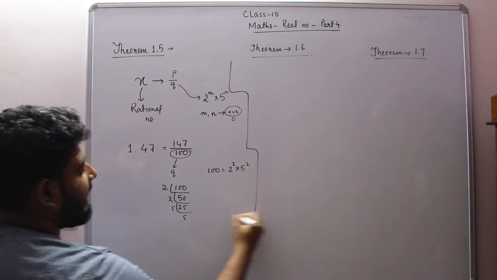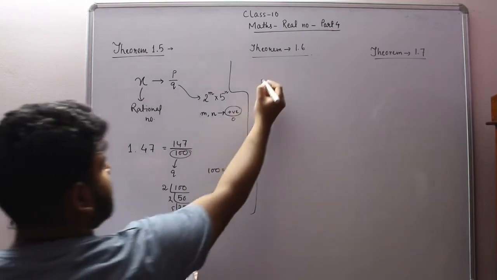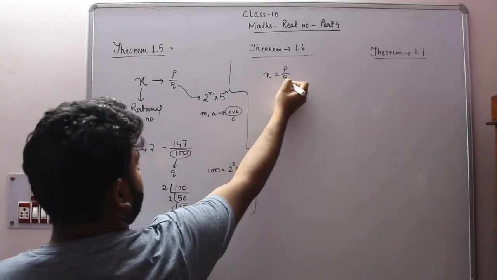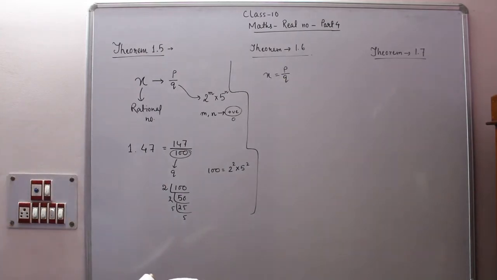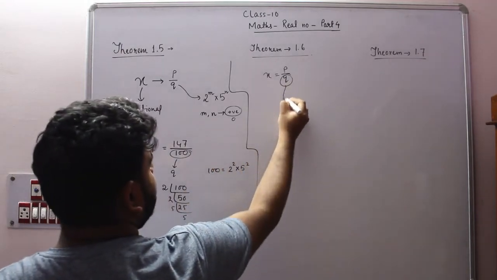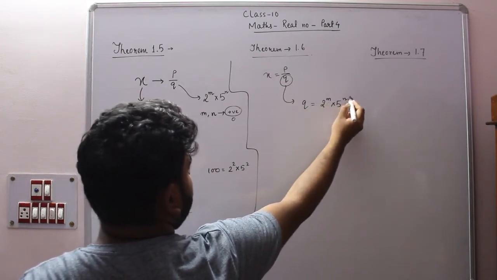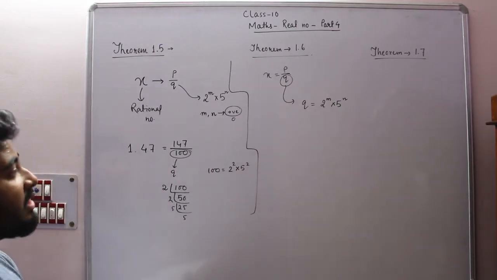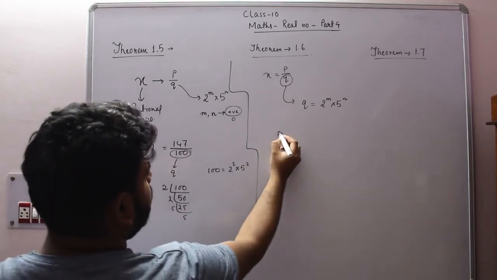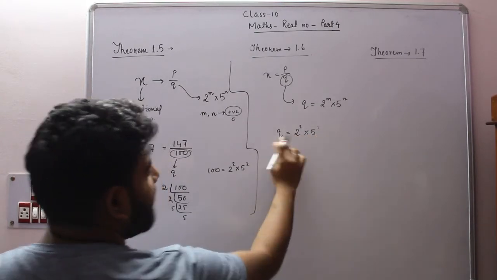Coming to the next theorem, it says x equal to p by q. You can refer to page number 16 of your textbook. It is a rational number such that the prime factorization of q, when you factorize q, will be in the form of 2 power m into 5 power n, and m and n again are non-negative integers. Then x has a decimal expansion which terminates. Suppose q equals 2 to the power 2 into 5 power 1. They may not be the same.